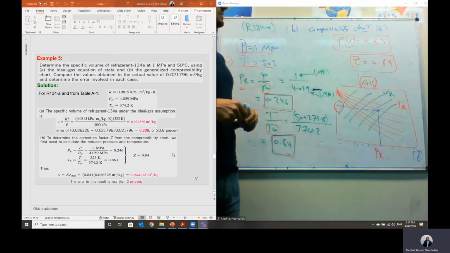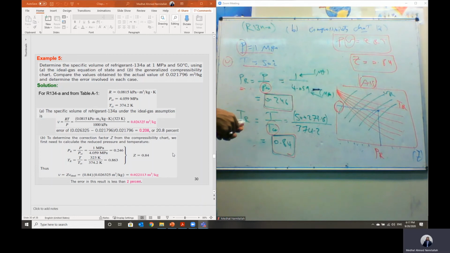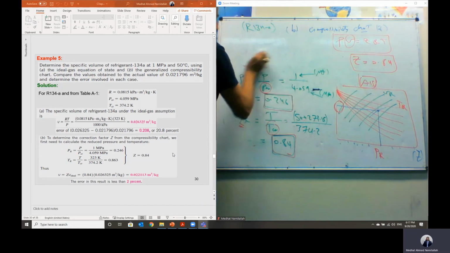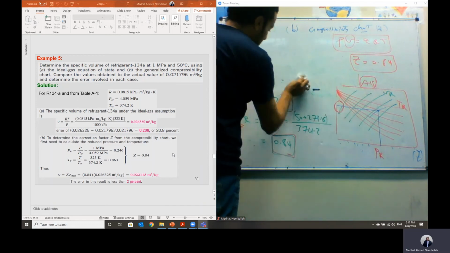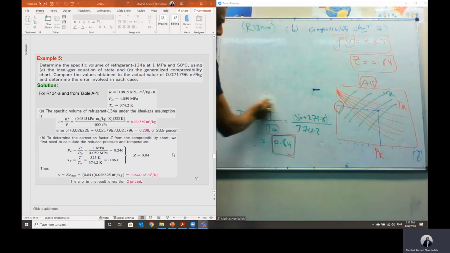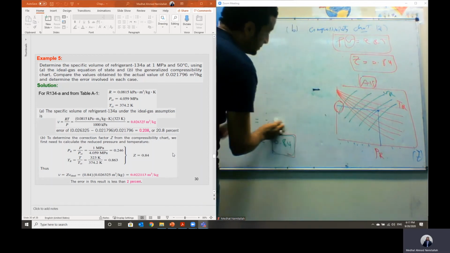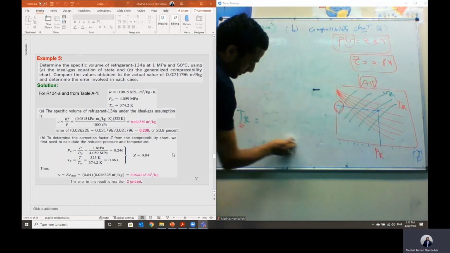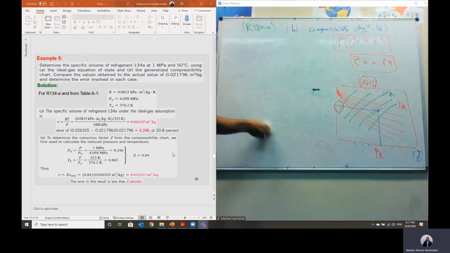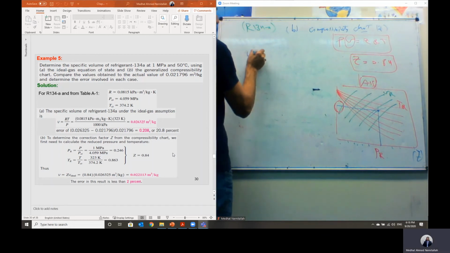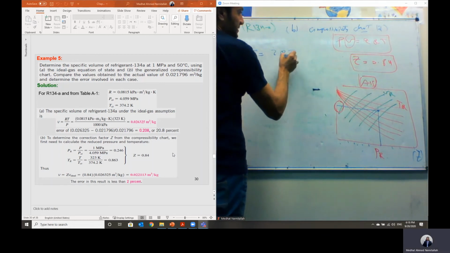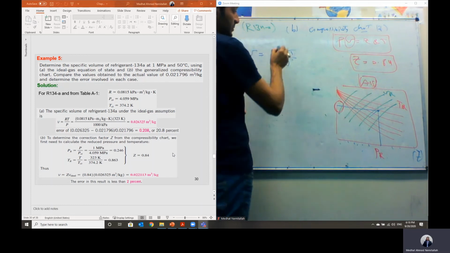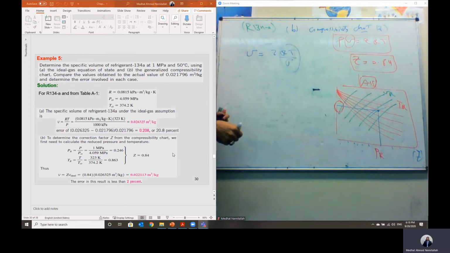So in this case, this is the parameter Z. I have to calculate the specific volume based on the compressibility chart. Based on this equation, the specific volume will equal ZRT divided by P. RT divided by P is v ideal.